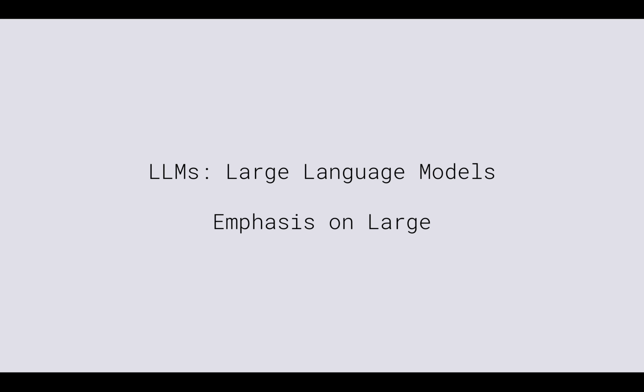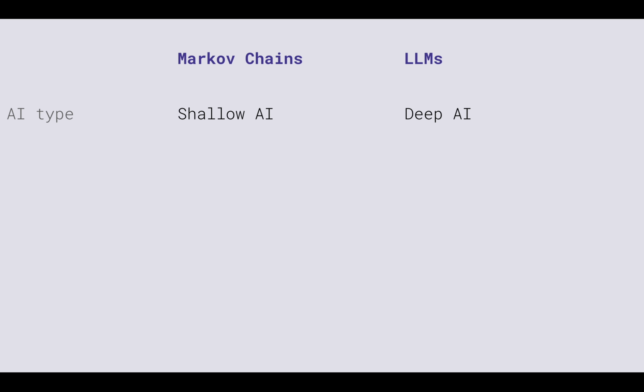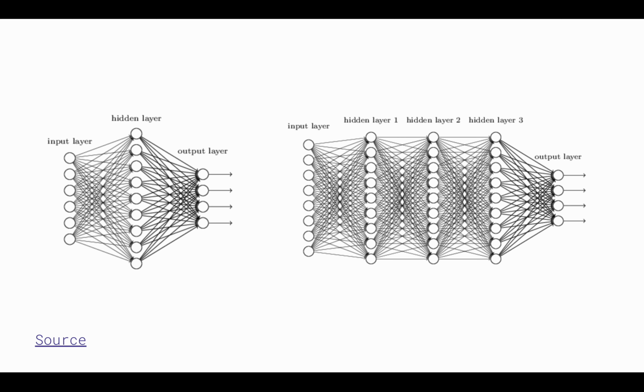So the emphasis we're going to talk about here is on the large and the scaling part. As we mentioned, the Markov chains are pretty shallow AI, whereas LLMs are deep AI. Again, it looks like this. We've got the shallow side here, and we've got the deep side here.